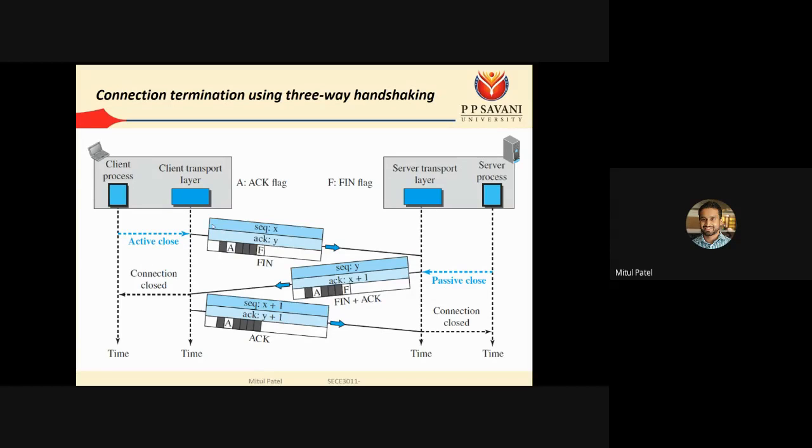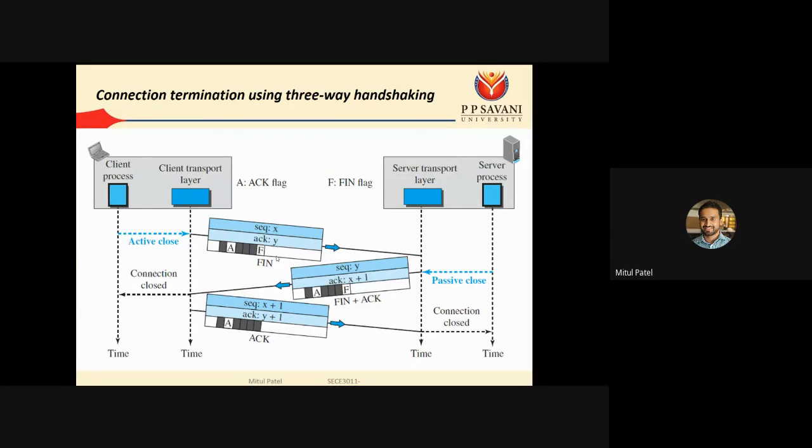initiate this process. So the client process will send the active close request to the client transport layer. That means whenever the client transport layer receives the active close request, it means it has to terminate the connection. So for terminating the connection also we require three segments, that is the FIN segment, FIN plus acknowledgement, and acknowledgement. Okay, to terminate the connection we also have to send three packets.